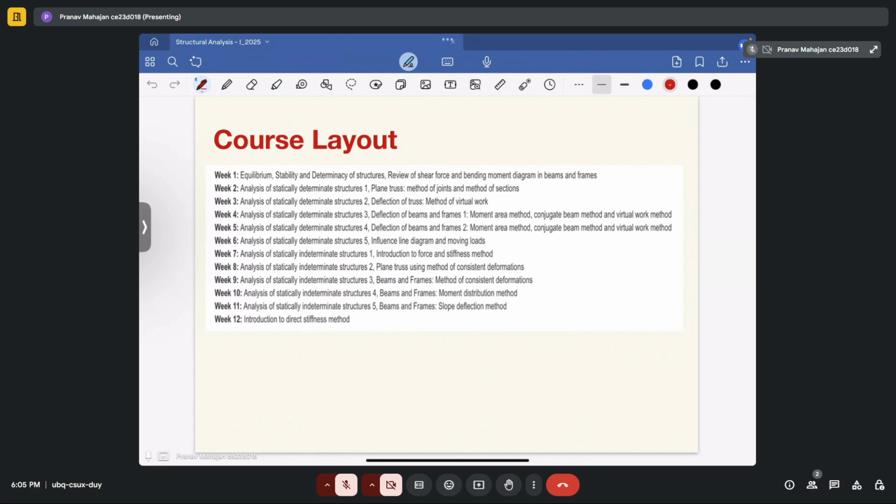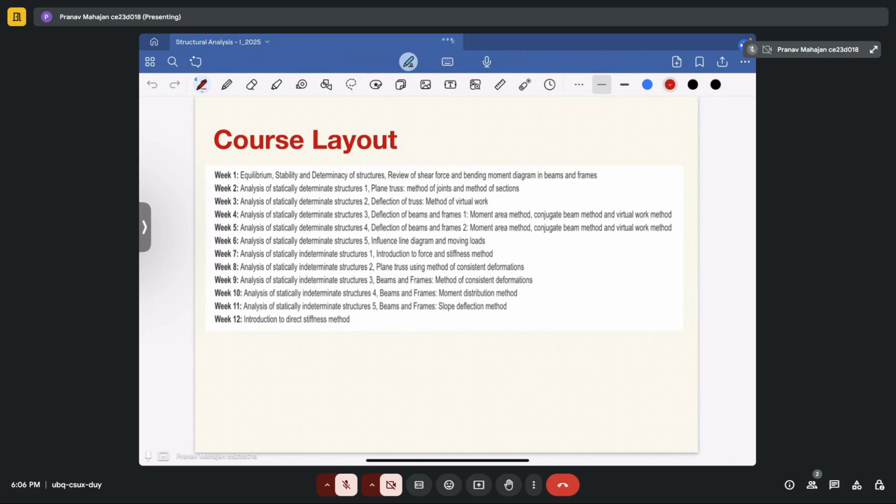Then we have seen how we can determine the degree of static indeterminacy as well as degree of kinematic indeterminacy, or you can tell it as degree of freedom. So for trusses also we have seen how we can solve for determinate structures. So we can solve that using method of joints and method of sections. And when you are expected to determine the horizontal or vertical deflections, then at that time you can use method of virtual work. Whereas when you are solving for beams and frames, we have different methods available.